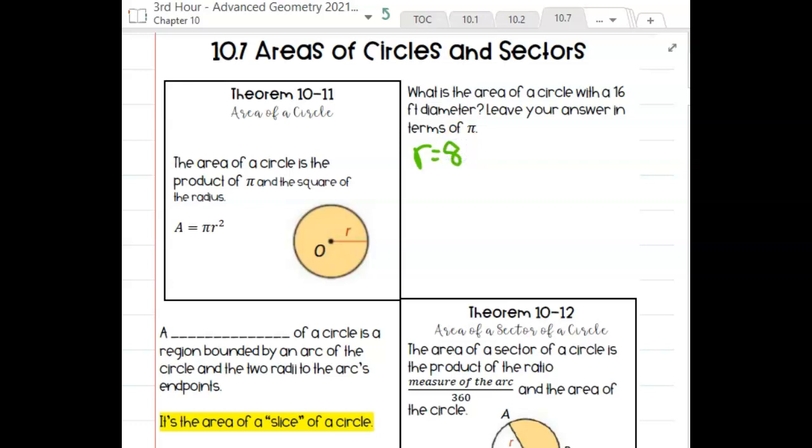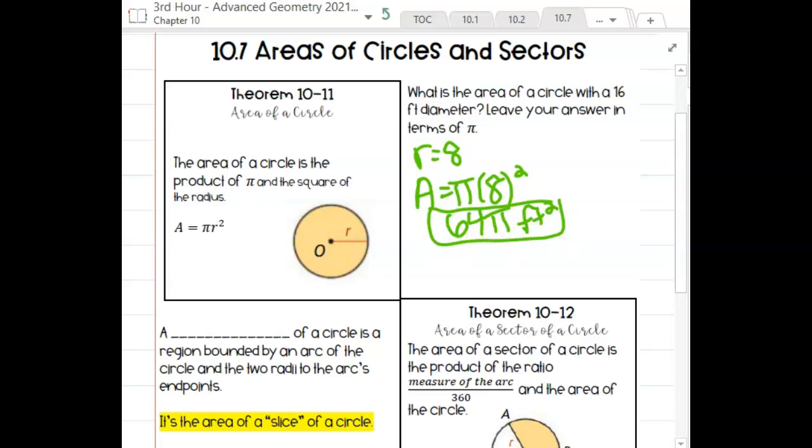Once you have the radius, to find the area, you're going to take pi r squared. So 8 squared times pi. I mentioned this yesterday: pi is not a variable, but a lot of times we treat it like a variable, so the best way to write your answer is to put pi at the end. 8 squared would give you 64, so your answer would be 64 pi. And since we're talking about area, what kind of units are we using? Squared. So this is going to be feet squared. Area is always units squared.